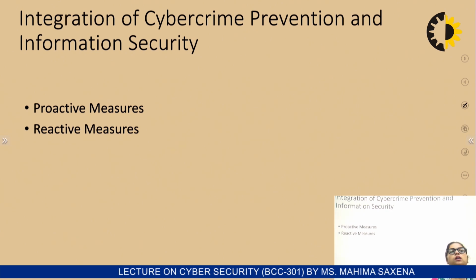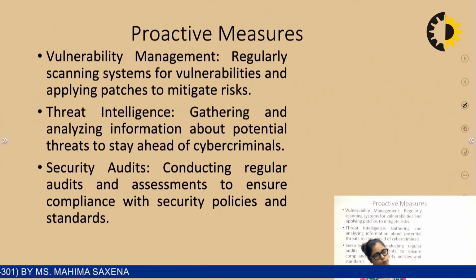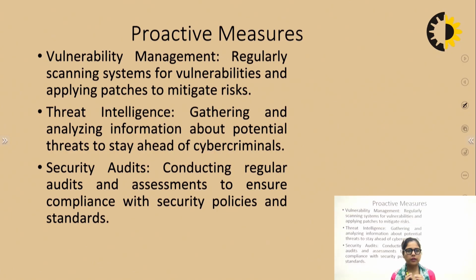Now, what are the integrations of cyber crime prevention and information security? Two types of measures are there, proactive measures and reactive measures. The first one is proactive measures. Proactive measures are basically vulnerability management, threat intelligence, security audit, etc. Vulnerability management: regularly scanning systems for vulnerabilities and applying patches to mitigate risk.